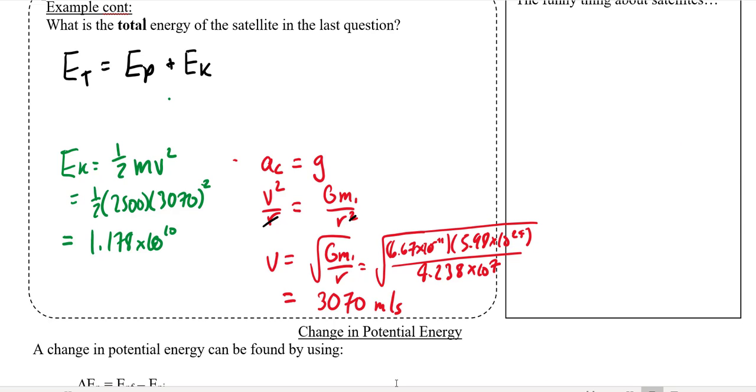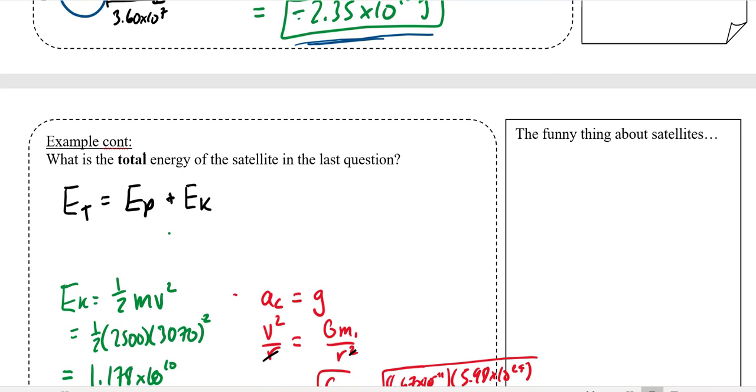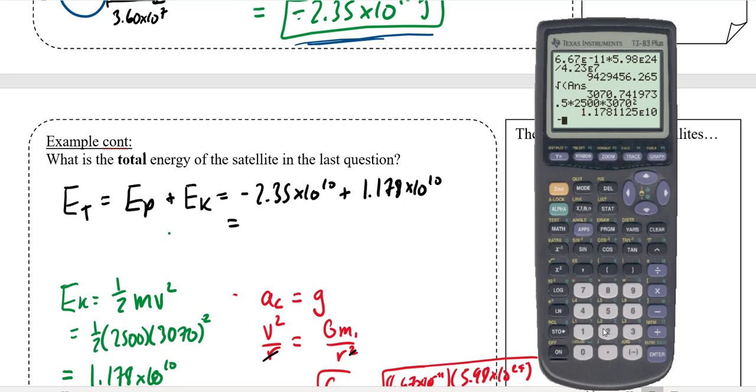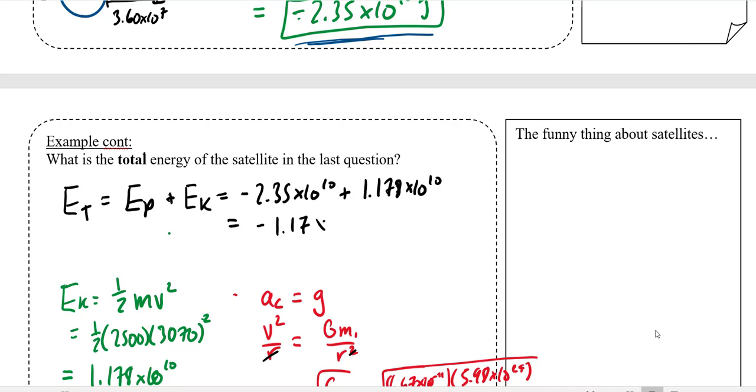So now I can bring it all together and find my total. I had negative 2.35 times 10 to the 10 plus 1.178 times 10 to the 10, and I know it's times 10 to the 10, so I'm just going to add up. I'm not going to bother with the exponents. And so I get negative 1.17 times 10 to the 10 joules is my total energy.